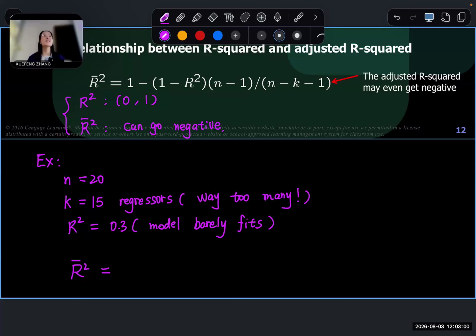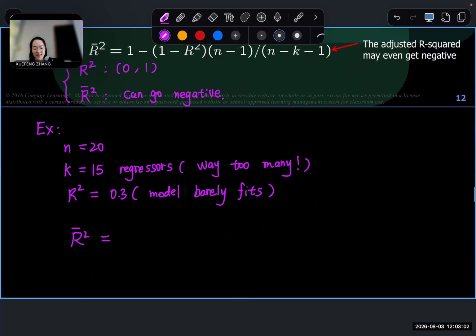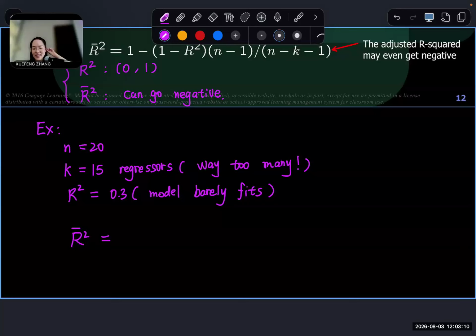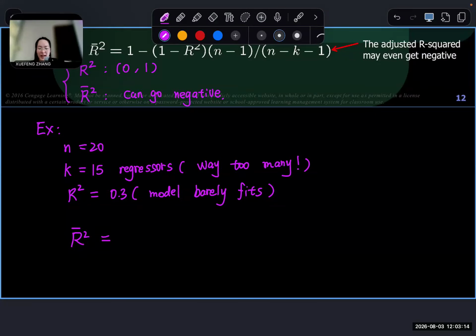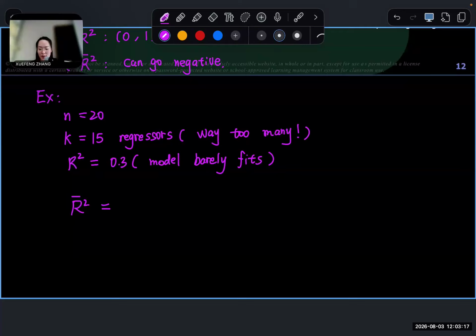What is your answer? Negative. Louder. Negative 2.325, right? Okay, so let me show you.